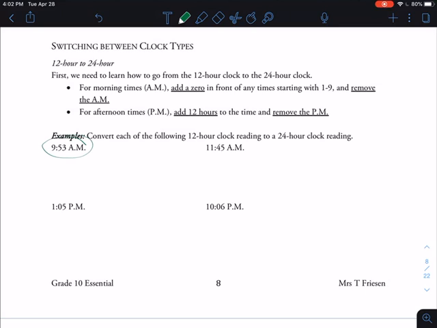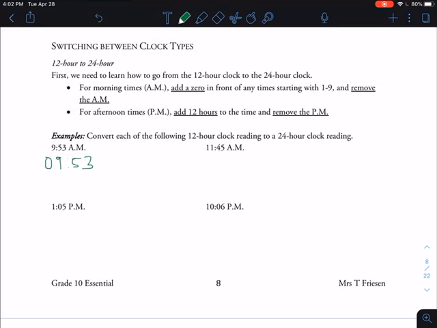You can see here I have 9:53 a.m., so we have a time starting with 1 to 9. That's in the morning, right? So I'm going to add a 0 in front of the 9, like it says, and then I'm going to remove a.m., okay? So there we go. 09:53 is how you would say that, okay?